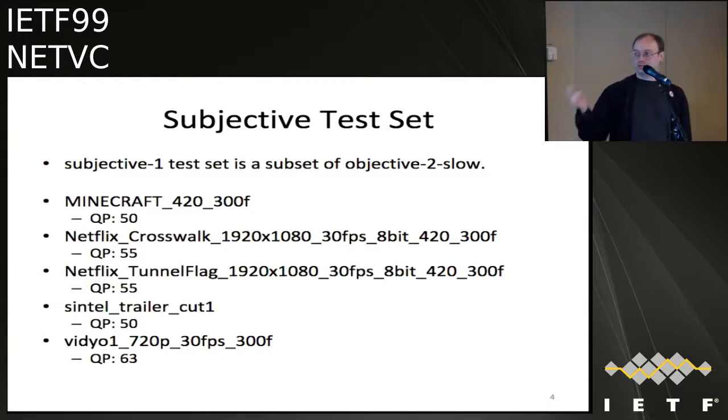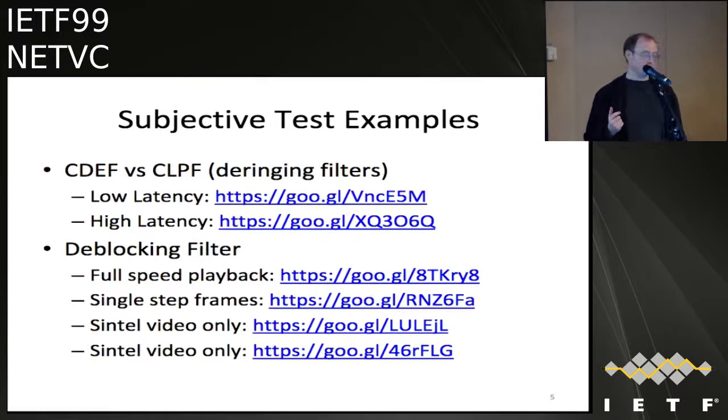And so we have a few examples of some of the tests that we've done. So one of them was a test of the constrained directional enhancement filter versus the old constrained low-pass filter that was in Thor. So Steinar was going to talk a little bit in more detail about those during his presentation. But those are a couple of links you can go click on or even type in. They're short enough. So you sort of get an example of the kind of tests that we're running. So these have all completed at this point. So while you're welcome to go ahead and vote on things, we've already tallied the results there.